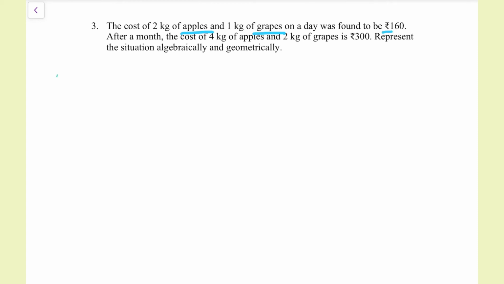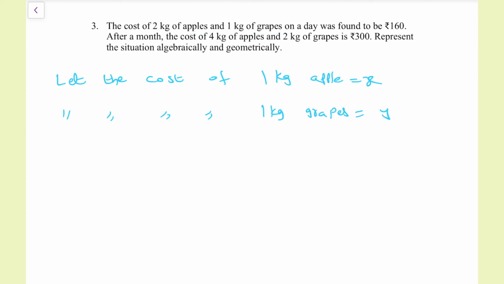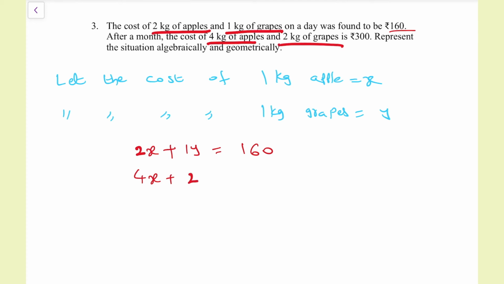So let the cost of 1 kg apple be x. The same way, let the cost of 1 kg grapes be y. Now, according to the first condition, 2 kgs of apples, 1 kg is x, then 2 kgs is 2x, plus 1 kg of grapes, 1y, equals total 160 rupees. Then second case, 4 kg of apples, 4x, plus 2 kg of grapes, 2y, equals 300 rupees.